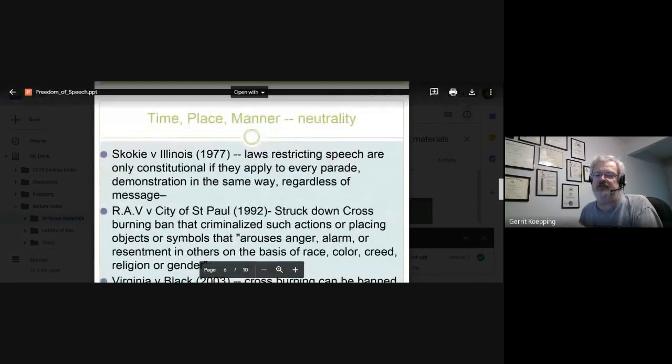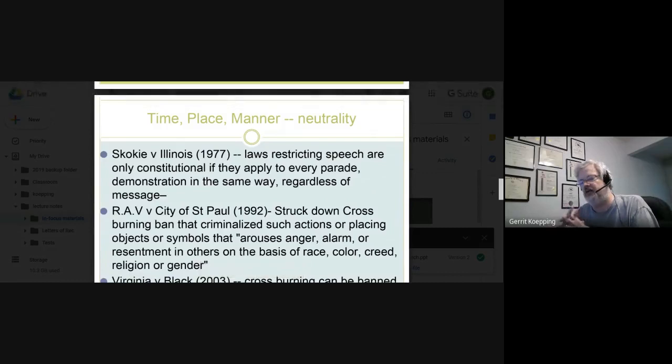This brings us then to another area of government regulation of speech, if it's allowed, which is time, place, and manner, or what we also call content neutrality. The government can't choose which message it likes and which message it doesn't like, right? Once the government allows speech of really any form, it has to allow all kinds of speech, even speech it hates. An illustration of this is the case called Skokie versus Illinois. Sometimes you just refer to it as the Skokie case.